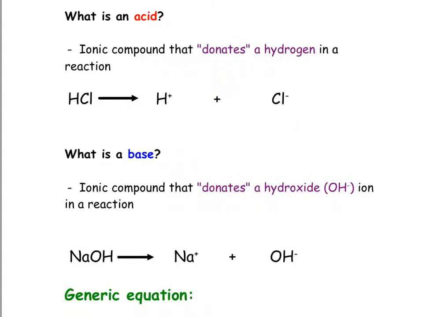On this slide we're going to talk more about what an acid is and how they work. So here, acids are ionic compounds that donate a hydrogen in a reaction. So again, before I mentioned where they start with that hydrogen, that is because they're giving up those hydrogens, and that's what makes them acidic.